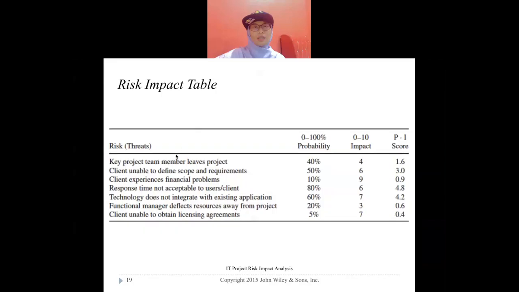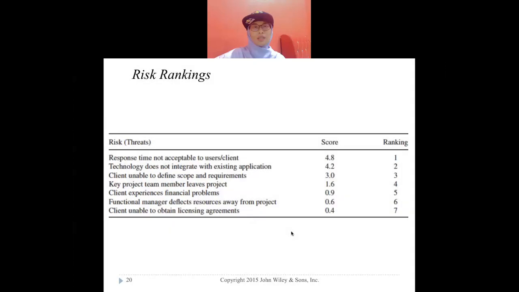Okay, and risk impact table. The list here has been calculated based on the probability of the high risk or low risk or moderate risk with the impact and scoring here, kan, and then you can prioritize it based on the analysis. Score and ranking, kan, after calculating, arrange it back according to its ranking. So this one is the highest risk: response time not acceptable to user and client. Technology does not integrate. So meaning that the highest one is the one you most need to think of the solution, backup plan.